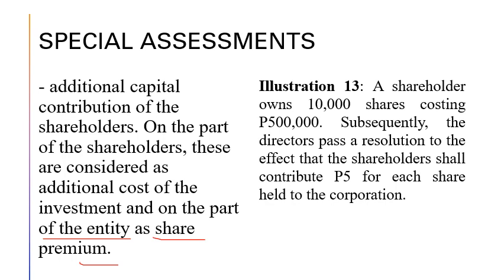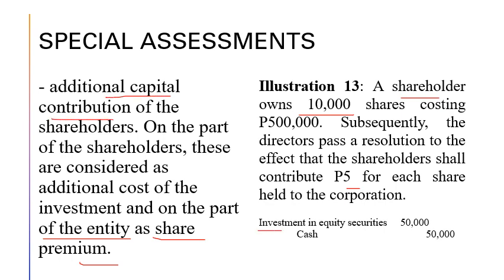The directors pass a resolution to the effect that the shareholders shall contribute 5 pesos for each share held to the corporation. So the entry would be debit investment in equity securities and credit cash. That's 5 pesos times 10,000 shares that the shareholder owns. Since this is an additional capital contribution, that will be a debit to the investment and credit to cash.